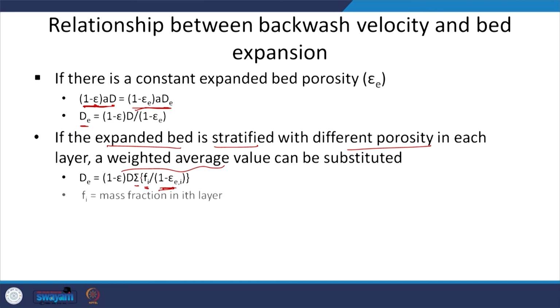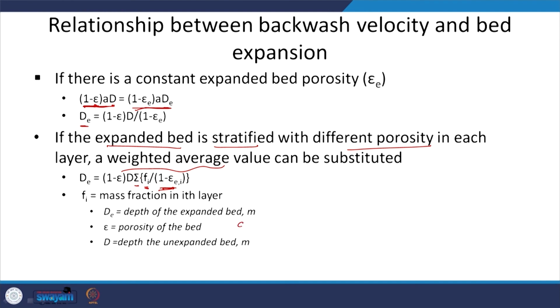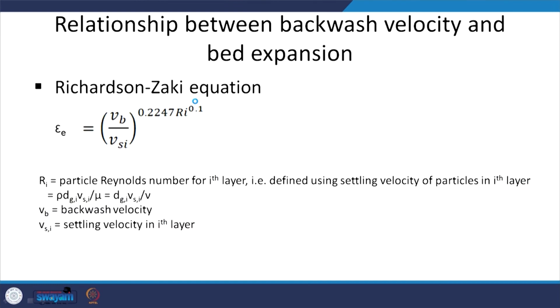So, let us move on. F is the mass fraction in the ith layer, depth of the expanded bed, porosity of the bed, and this is the porosity of the expanded bed, depth of the unexpanded bed, mass fraction of filter media with expanded porosity. Again, different aspects that you can consider, but in general for our understanding this is good enough. Surface area, obviously plan view or top view.